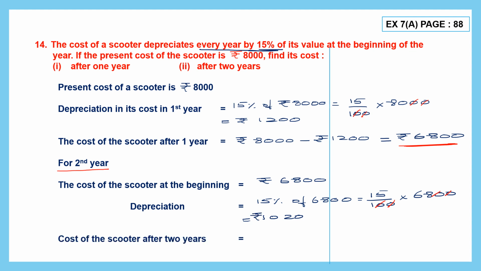Now we have to find the cost of the scooter after 2 years. That will be the cost at the beginning, which at the beginning of this year was 6,800. Now we subtract the depreciation, rupees 1,020, and what we get will be our answer. That will be 5,780. So let's write that, rupees 5,780. So after 2 years, this will be the cost.